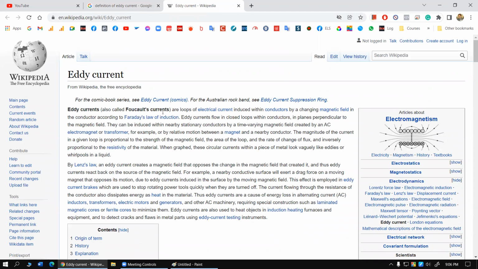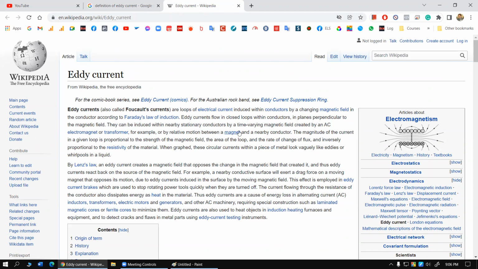Eddy currents, also called Foucault's currents, are loops of electric current induced within conductors by a changing magnetic field in the conductor, according to Faraday's law of induction. Eddy currents flow in closed loops within conductors in planes perpendicular to the magnetic field. They can be induced within nearby stationary conductors by a time-varying magnetic field created by an AC electromagnet, for example, or by relative motion between a magnet and a nearby conductor.